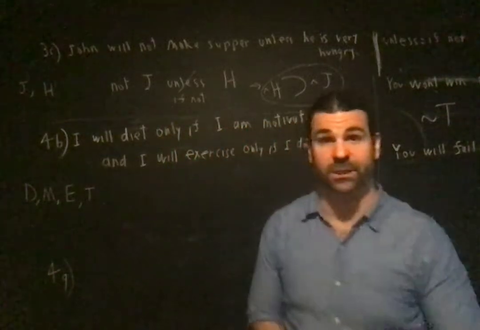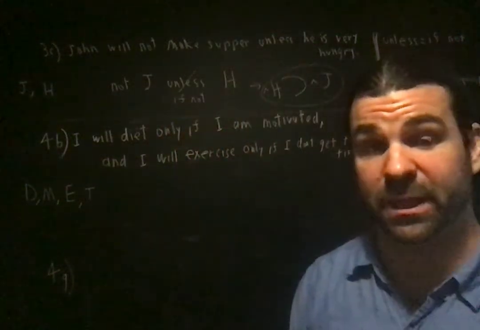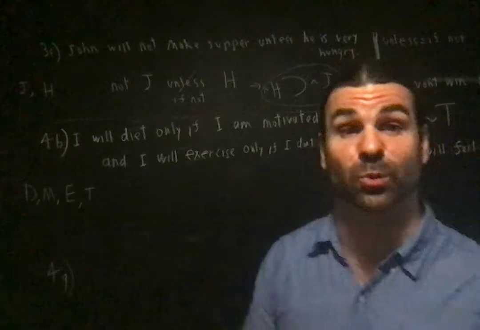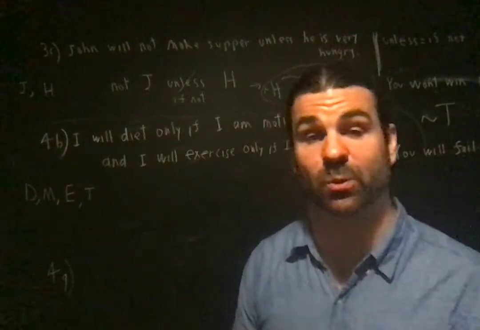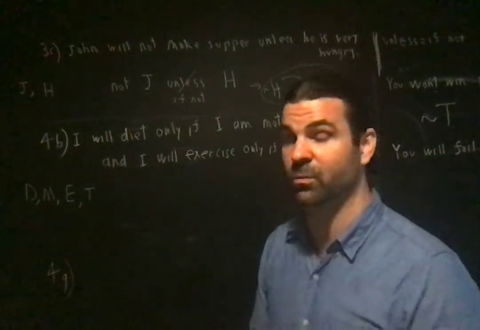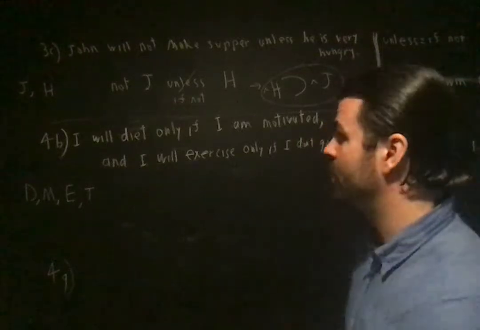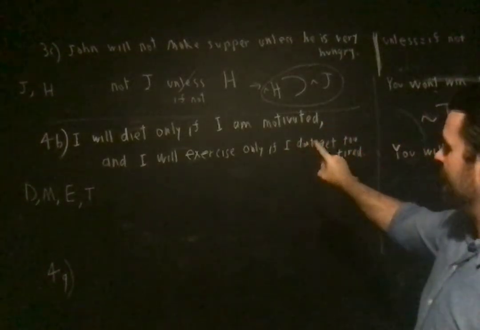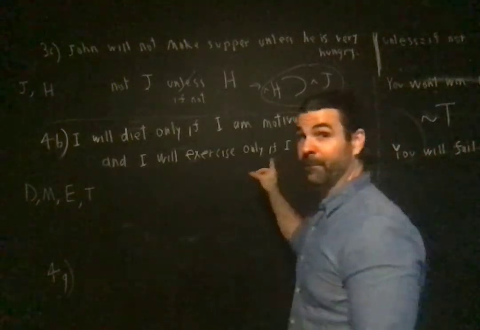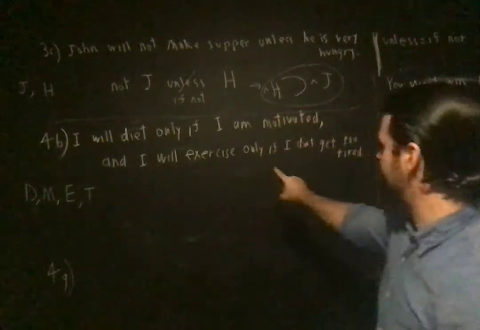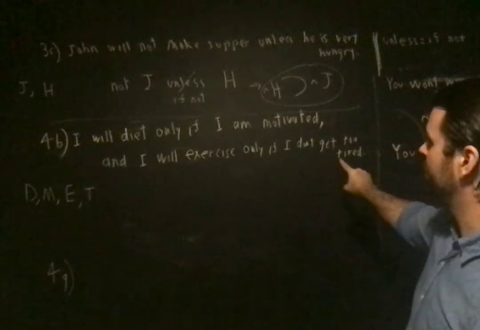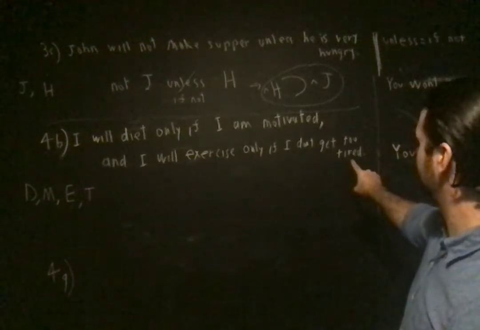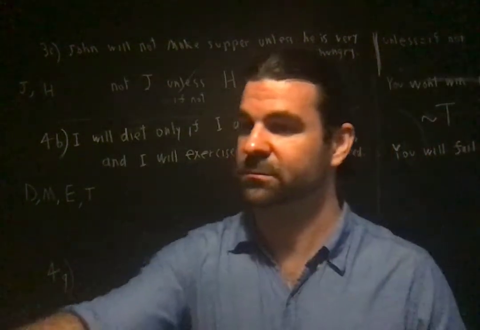As Klenk says, very important advice, pay attention, especially for a long sentence like this, to punctuation. Punctuation tips you off as to where the major operator appears, and what it is. So, I will diet only if I am motivated, comma, and I will exercise only if I don't get too tired. Did I write that down right?